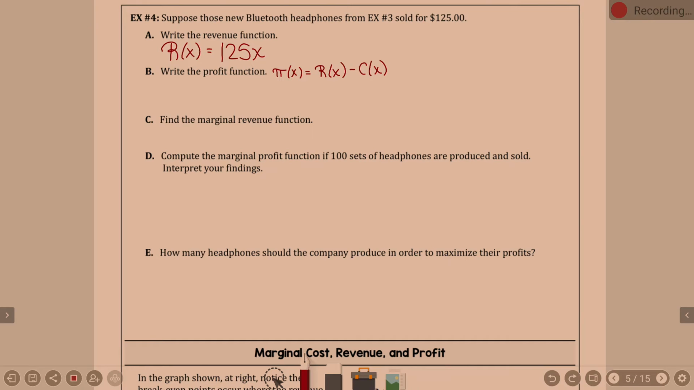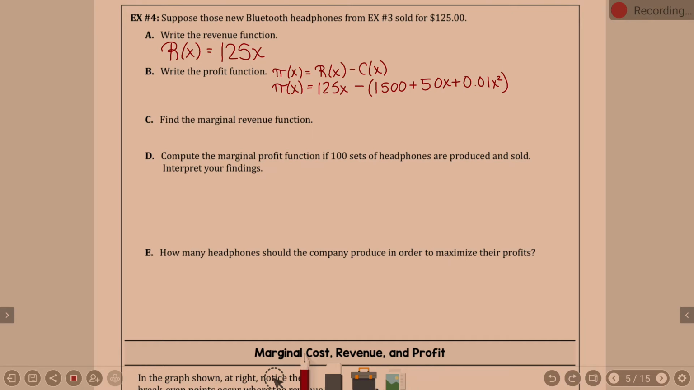Okay, now, I want more than that, though. What do we already know? C of X is this. Do we have it from the other page? What's R of X? That up there. So watch how I set this up: 125x minus, we're subtracting that whole other function, yes? So we're going to be subtracting 100 plus 50x plus 1/100th x squared, if I recall.